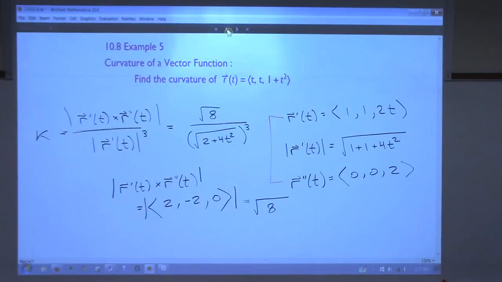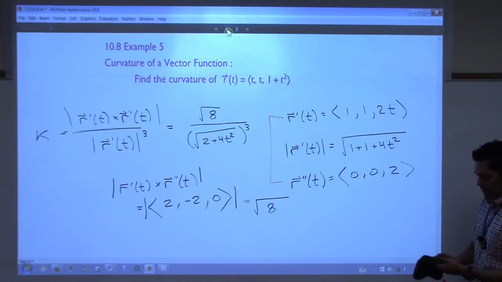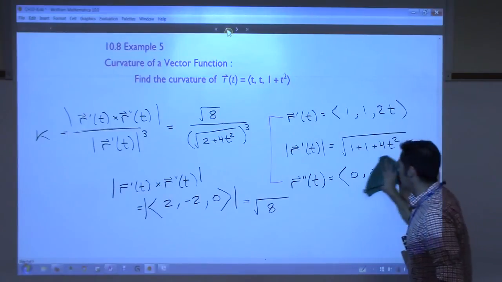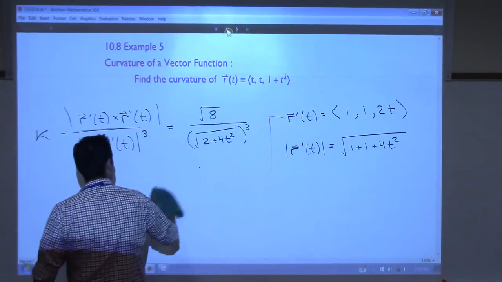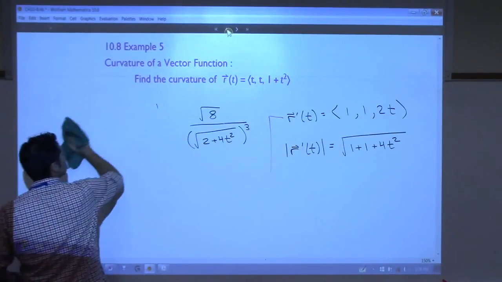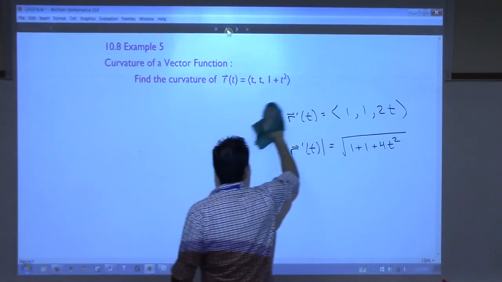All right, I hope that illustrates the importance, I guess, of knowing when to use which one. When you do your homework on curvature, just realize both of them are there.